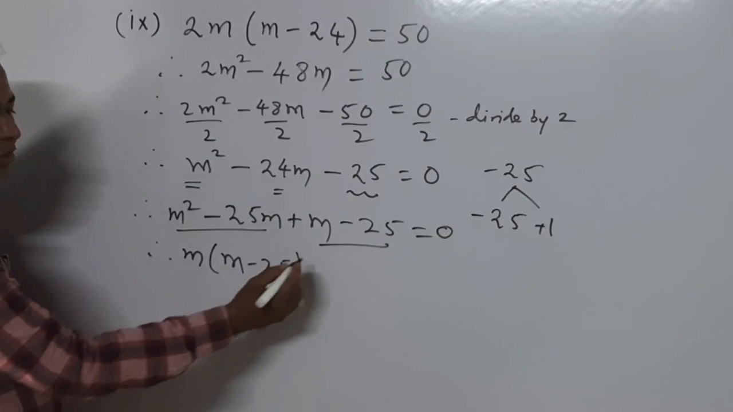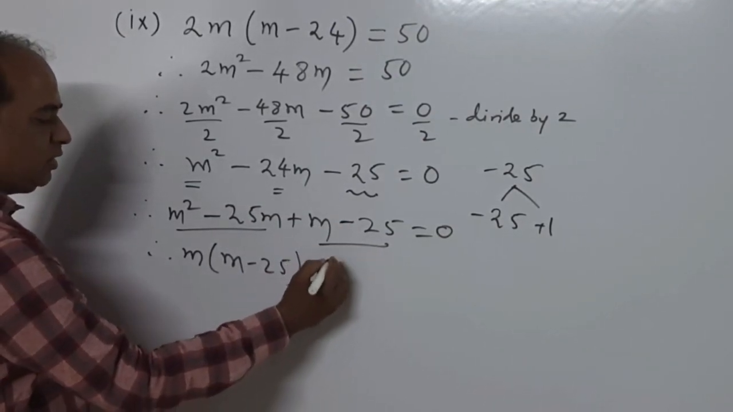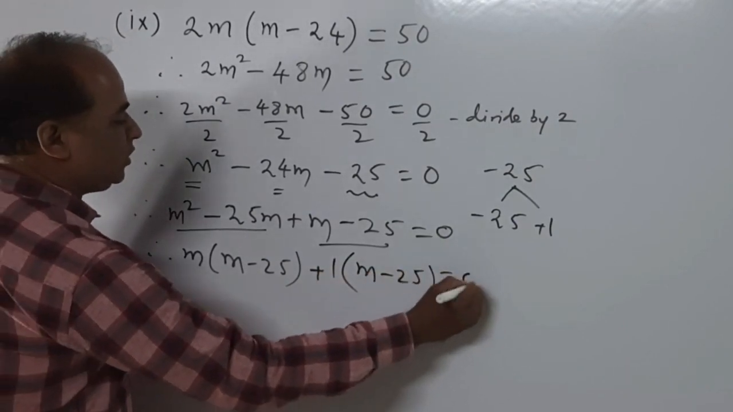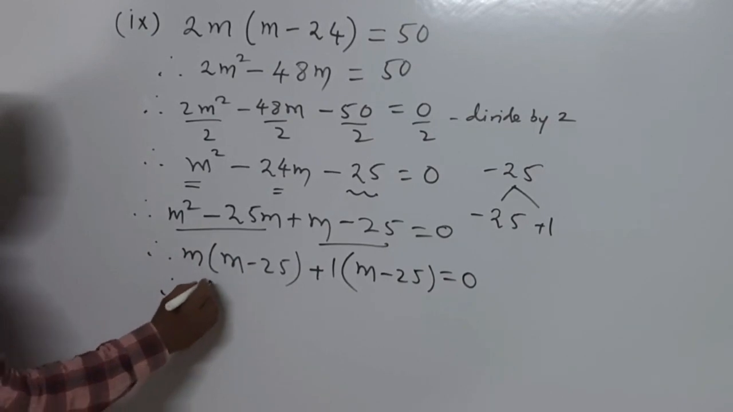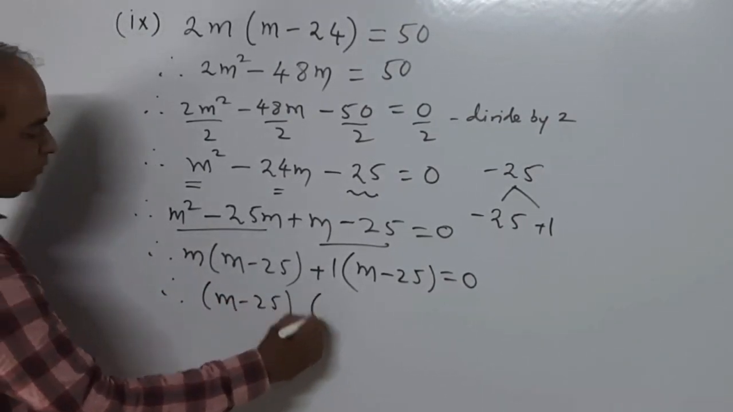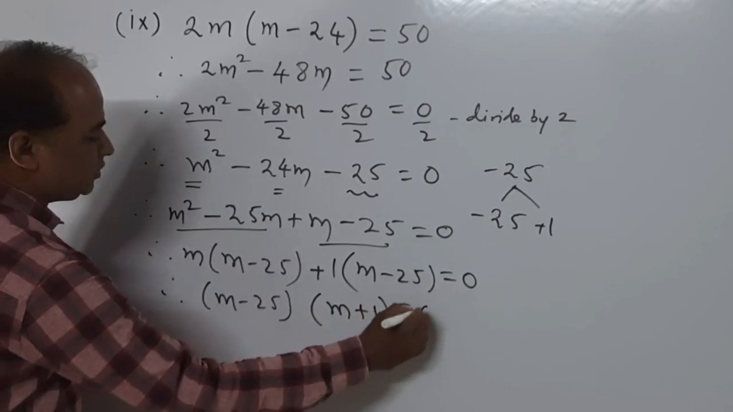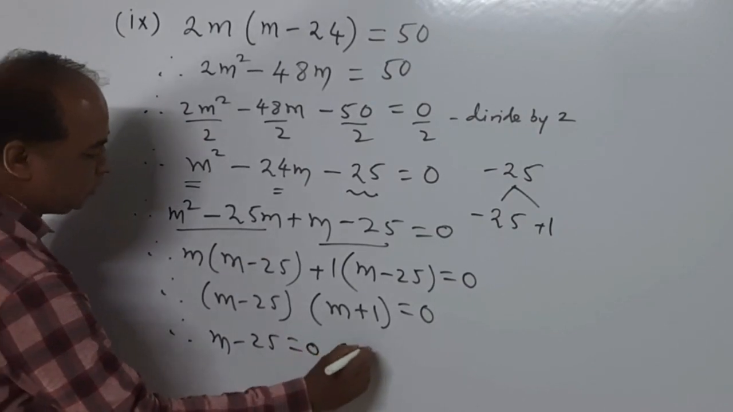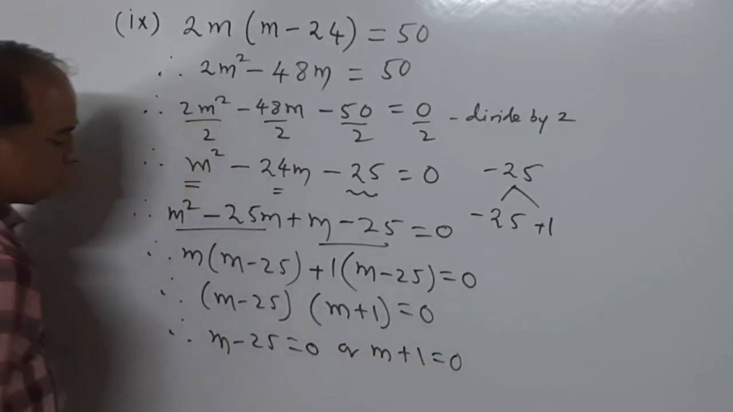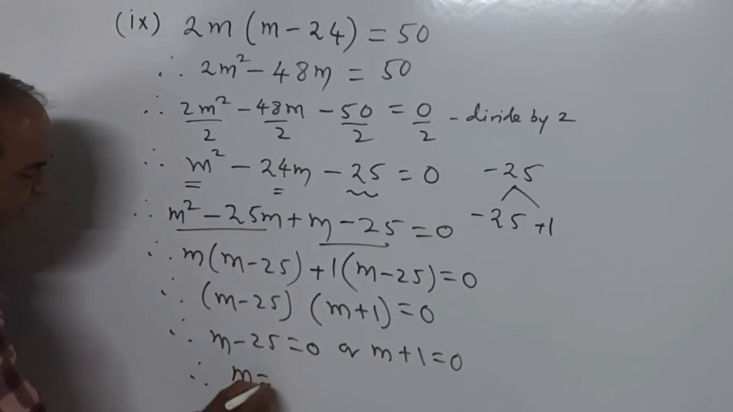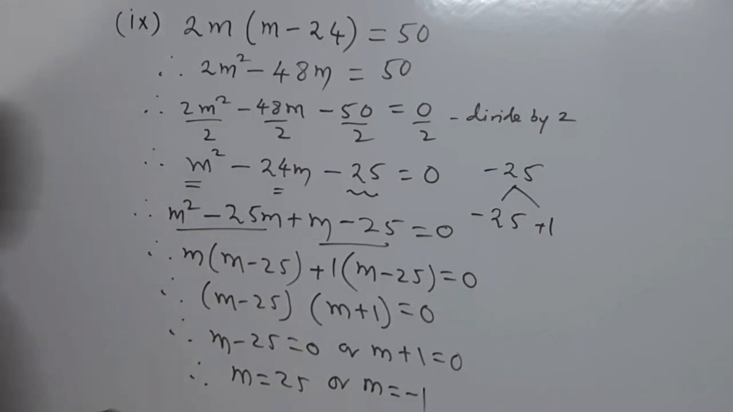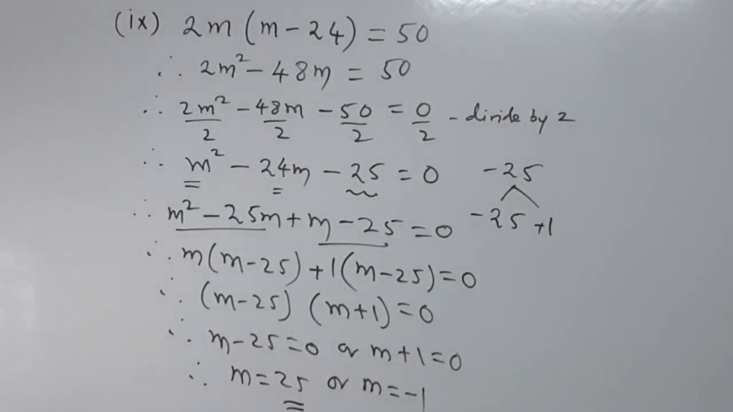Here nothing you can see common, but 1 is hidden, that is 1 is common here. So m minus 25 is equal to 0. Therefore in first bracket m minus 25 and second bracket m plus 1 is equal to 0. Therefore, m minus 25 is equal to 0 or m plus 1 is equal to 0. Therefore, m is equal to 25 or m is equal to minus 1. So, 25 and minus 1 are the roots of the given quadratic equation.